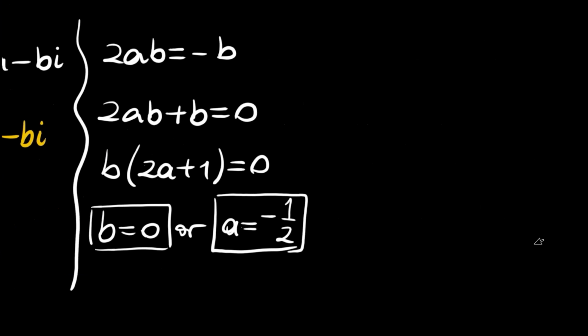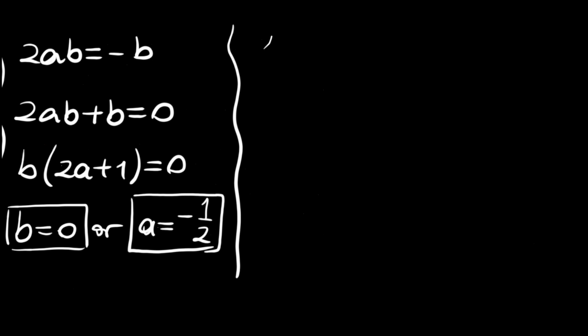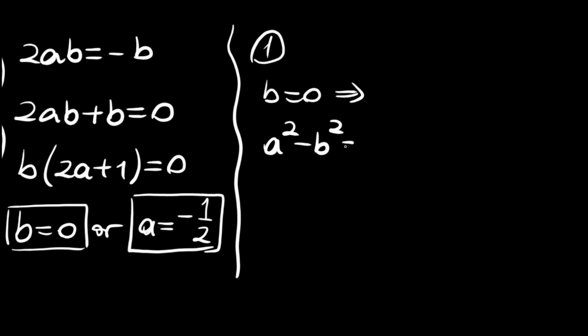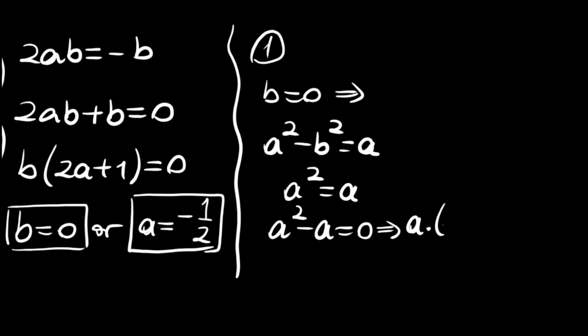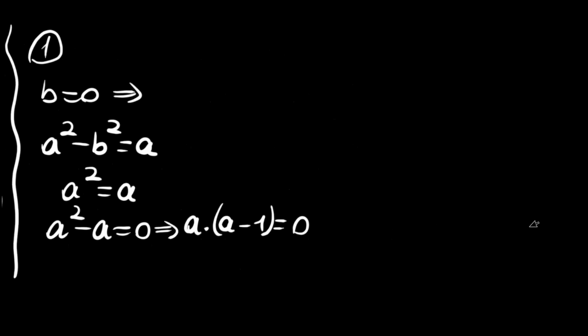Now let's say b is equal to 0. The first solutions will come from b is equal to 0. Then we have a squared minus b squared is equal to a. So if b is equal to 0, 0 squared is also 0. We have a squared is equal to a. A squared minus a is equal to 0 becomes a times a minus 1 is equal to 0. So a is equal to 0 or a is equal to 1.